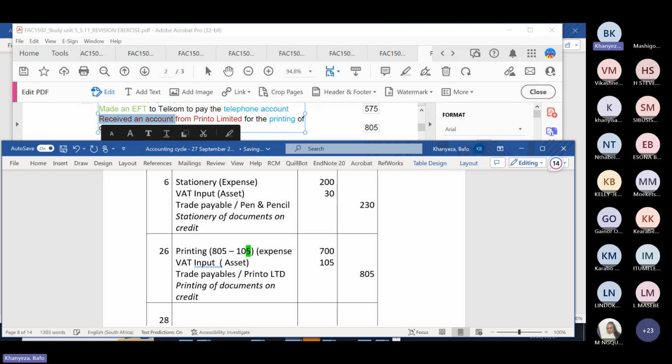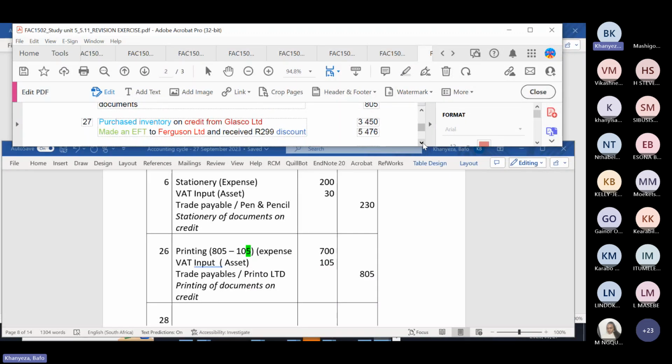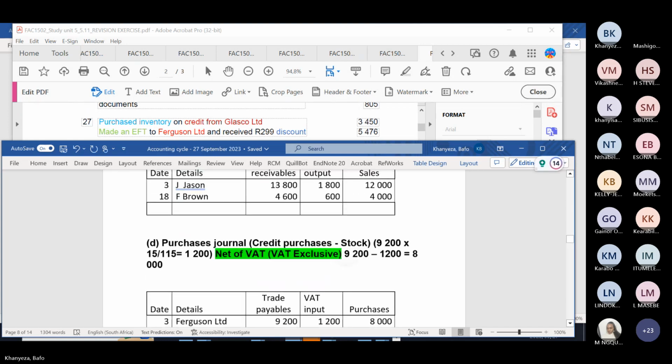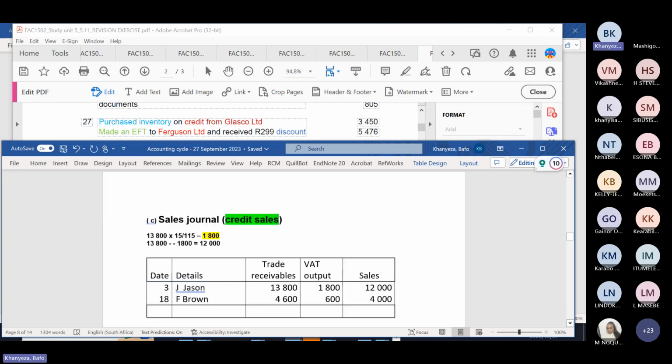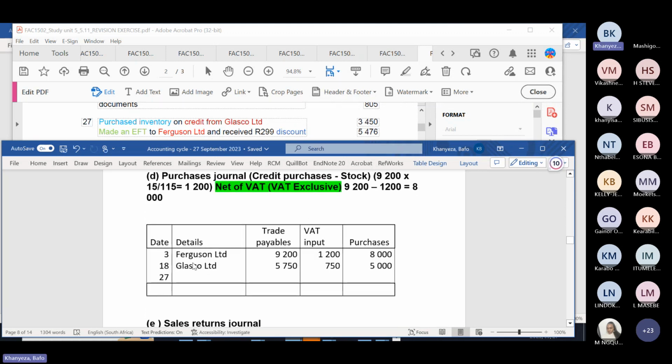So you've got this correct in your books. I just want to show it so that you can see how we arrived at things. So we've dealt with 805, with the 26. You're on the 27 now. Purchase inventory on credit from Glasgow, 3450. Does it go on the cash payment? No, it's on the purchases journal. So we are purchasing from Glasgow again.